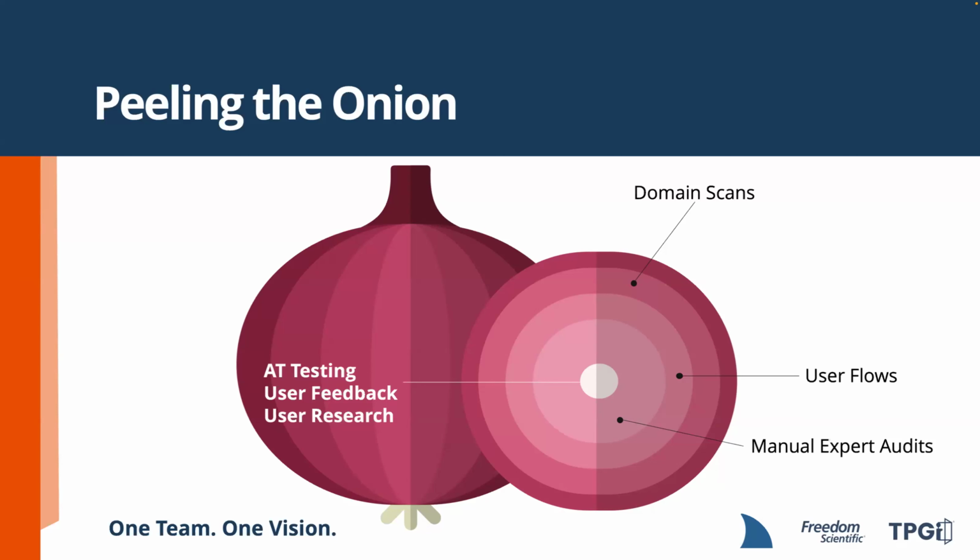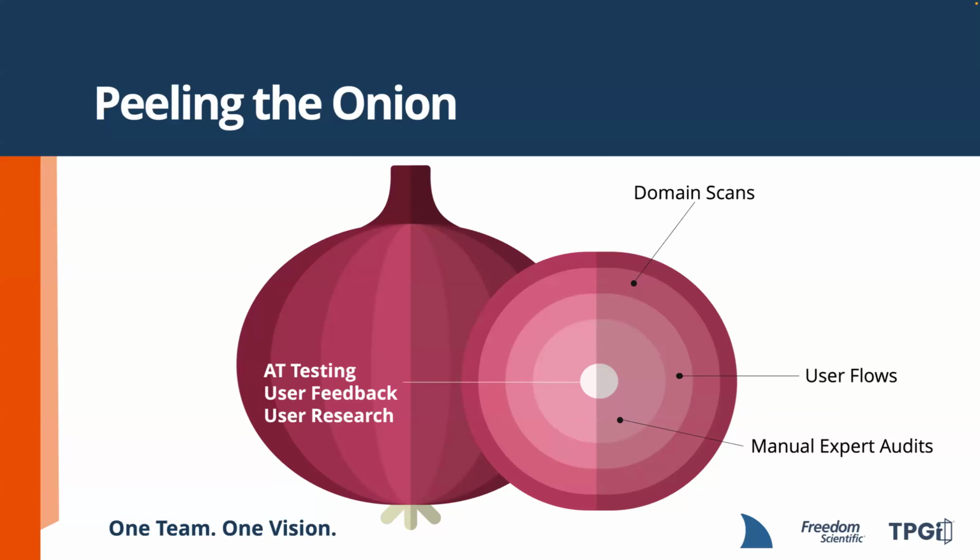The really detailed and thorough compliance testing are your manual expert audits. That's something that we at TPGI do day in, day out. We have big teams doing that. Your only way to understand completely your compliance with, for example, WCAG, is to do an audit. In other words, to test against all of the criteria. Whereas your domain scans and user flow scans are typically automated testing, and they have their limitations in terms of what they can test.